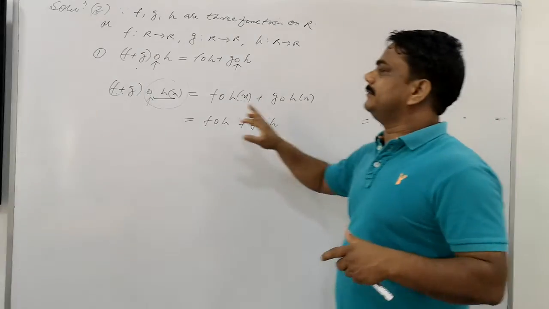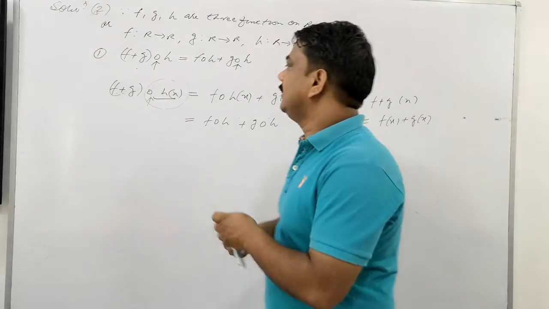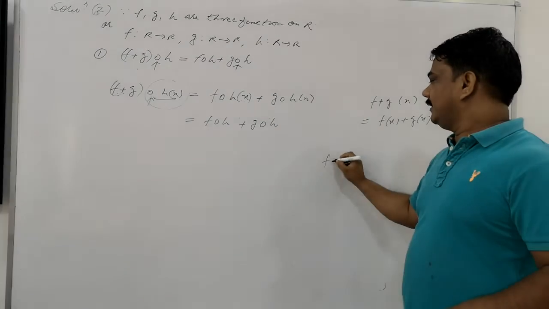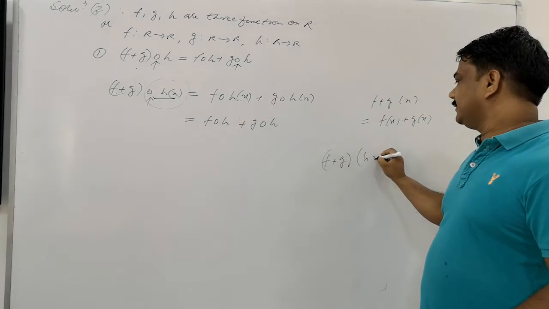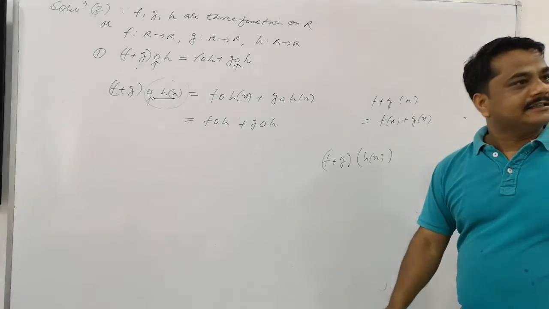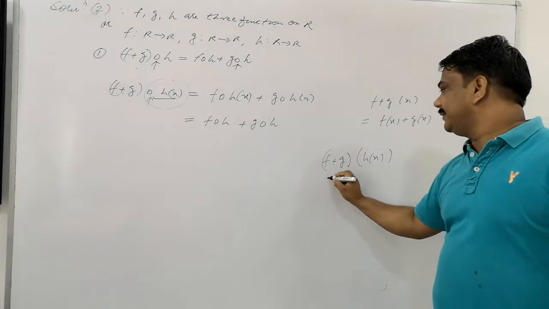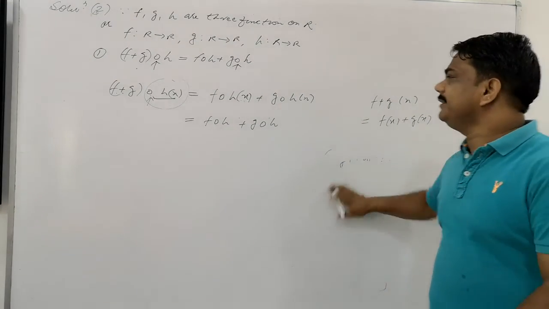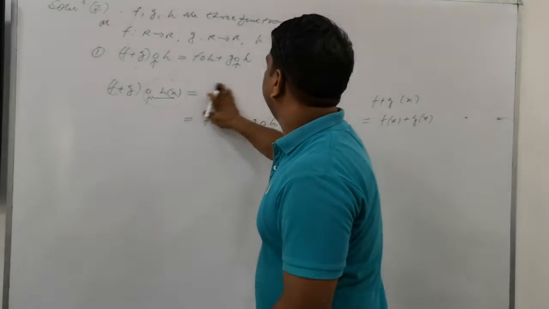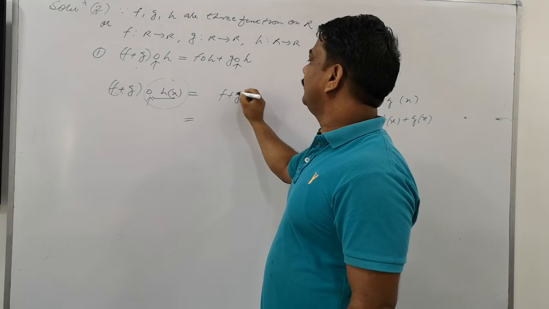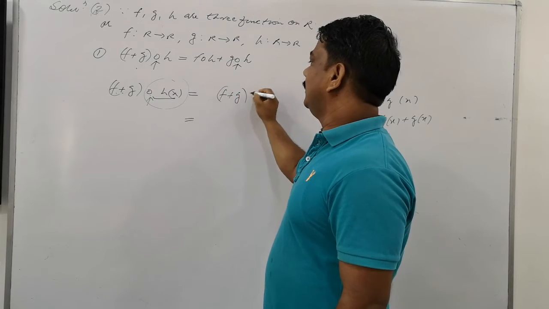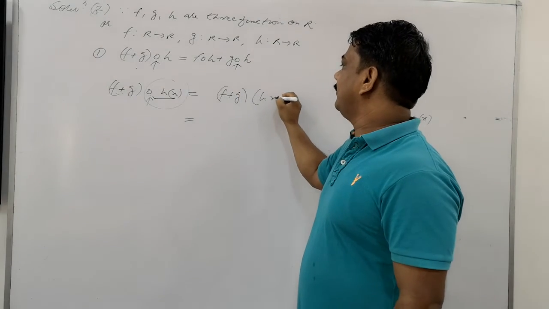So same we can suppose here. And another way is there: f plus g, and o of h(x) can be written like this, and further this can be written as f of... Wait a minute, please. One more line you need to improve here. (f plus g) of, and the parenthesis, of h of x.